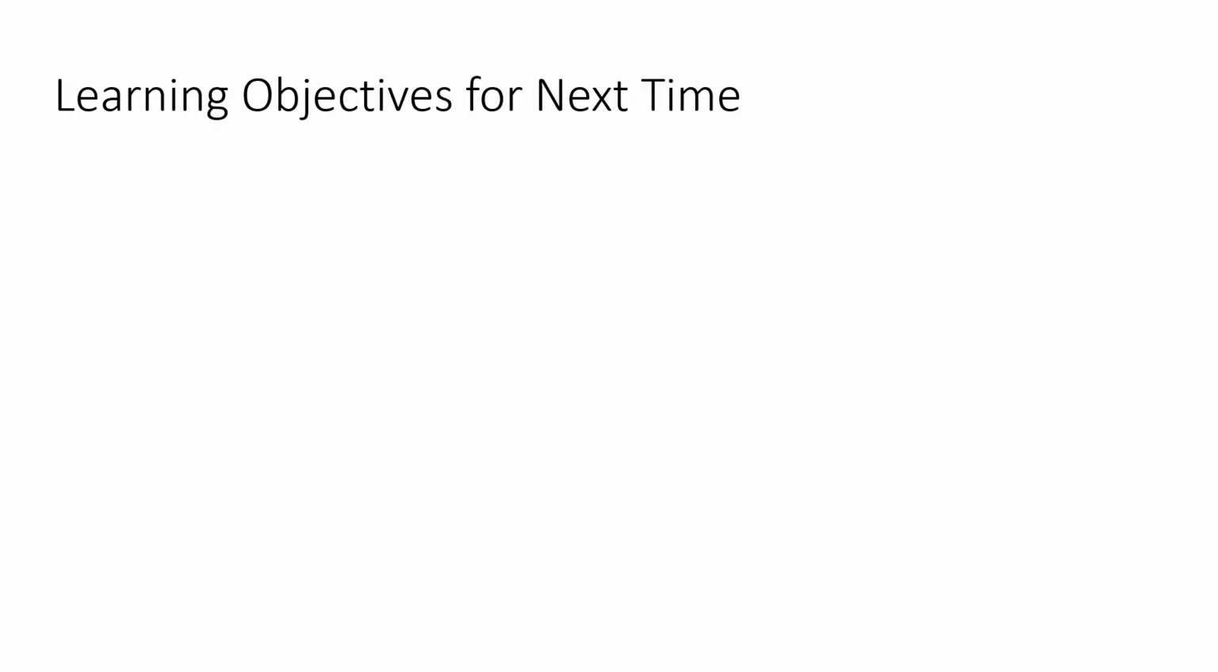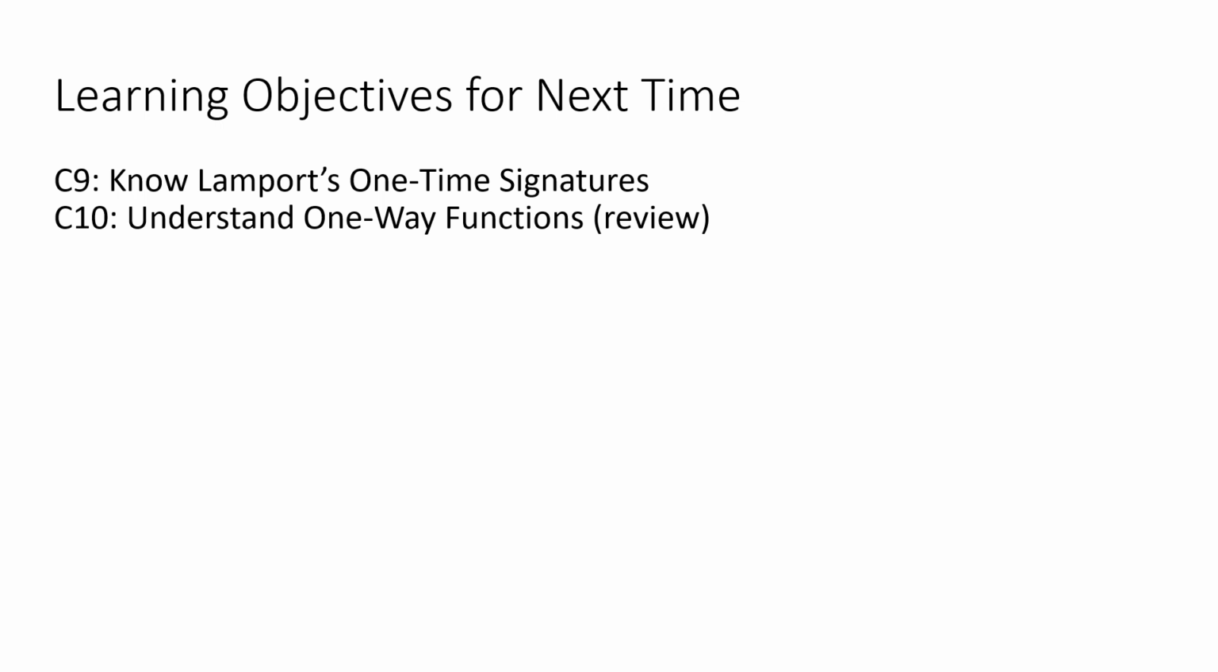Next time, what we're going to do is we're going to look at a specific digital signature. So C9, which is Lamport one-time signatures. C10, we're going to review one-way functions. And we've seen one-way functions before. They are used for Lamport's one-time signatures, so we'll have to review them. And G1, which is hash functions. So these are the things that we're going to do next time to understand a specific digital signature scheme.